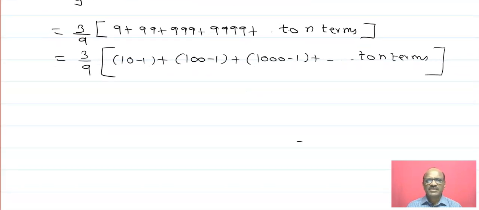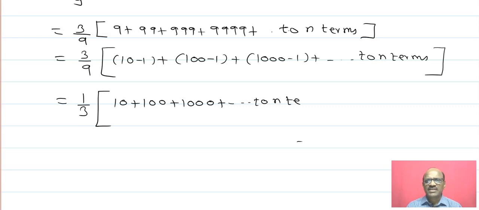Now we will separate this. 3 upon 9 is written as 1 upon 3. Now 10 plus 100 plus 1000 and so on is in the first bracket, and in the second bracket you will get minus in bracket 1 plus 1 plus so on up to the n terms.